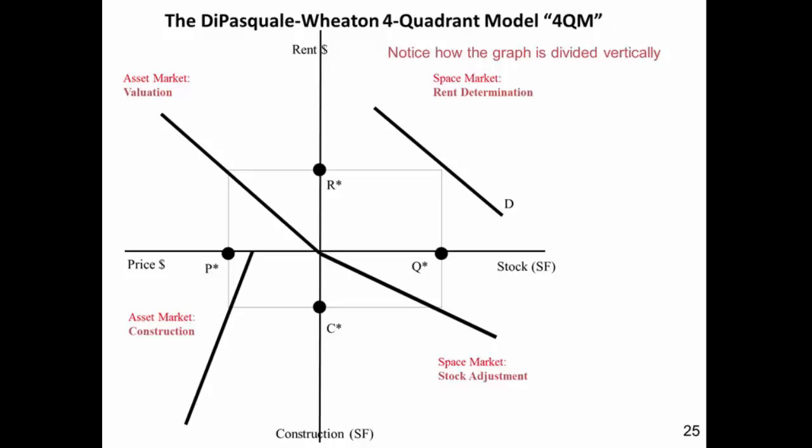Basically, it's going to be able to trace out dynamics in the real estate system. The slide that we had, where we had the real estate system, was a static model. What the 4QM model is able to trace out is what kind of changes we experience in the other sectors, given that there's a shock in one of these 4 quadrants.